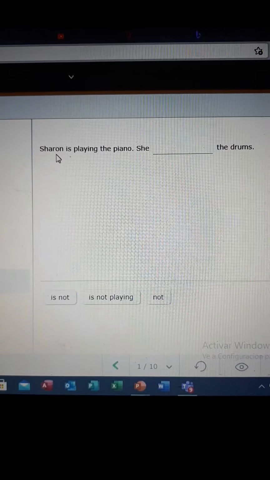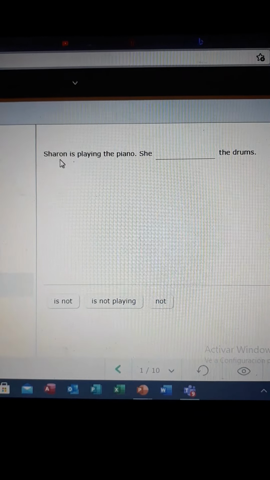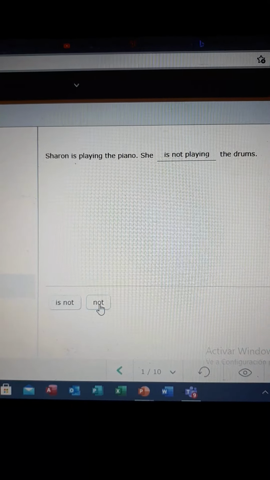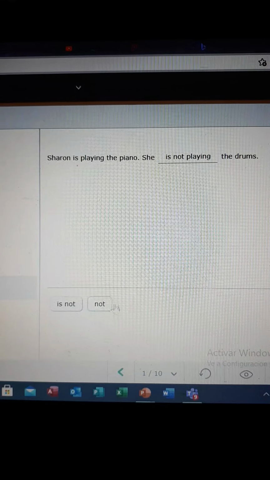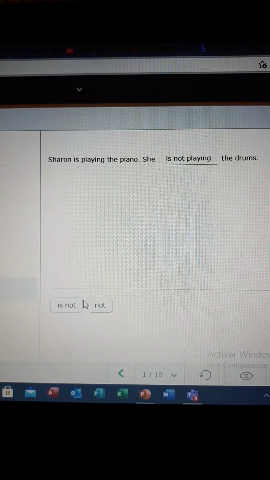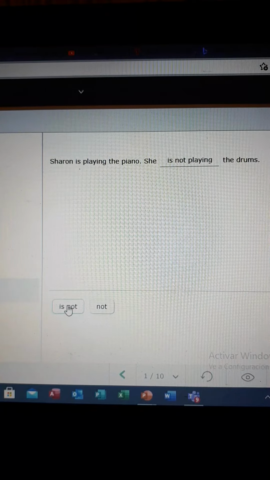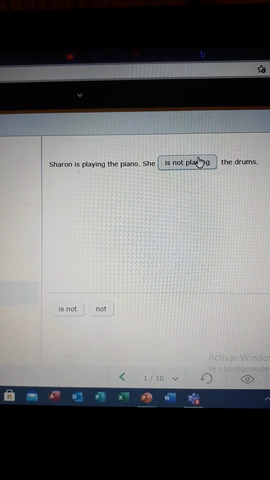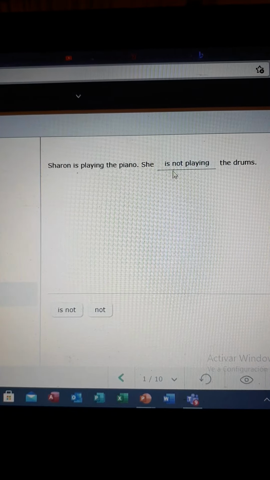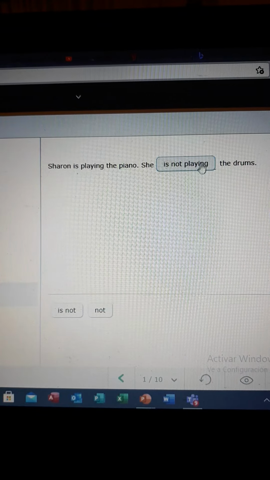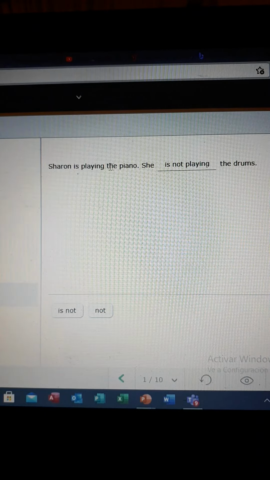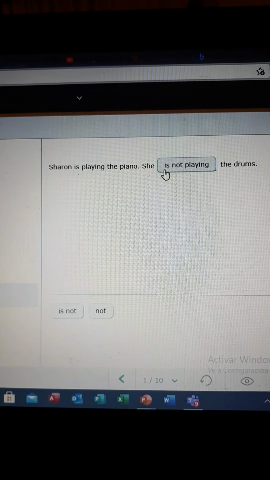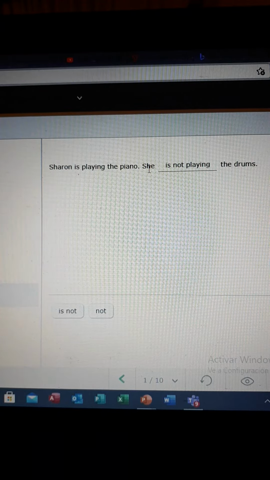For example, Sharon is playing the piano, so she is not playing drums. We can't use "not" alone because we don't have the auxiliary. We can use "is not" because we don't have the action or the verb. So the correct one is this one because we have the auxiliary, the negative, and the action with ing. She is playing the piano. She is not playing the drums. And why is? Because is for singular names.